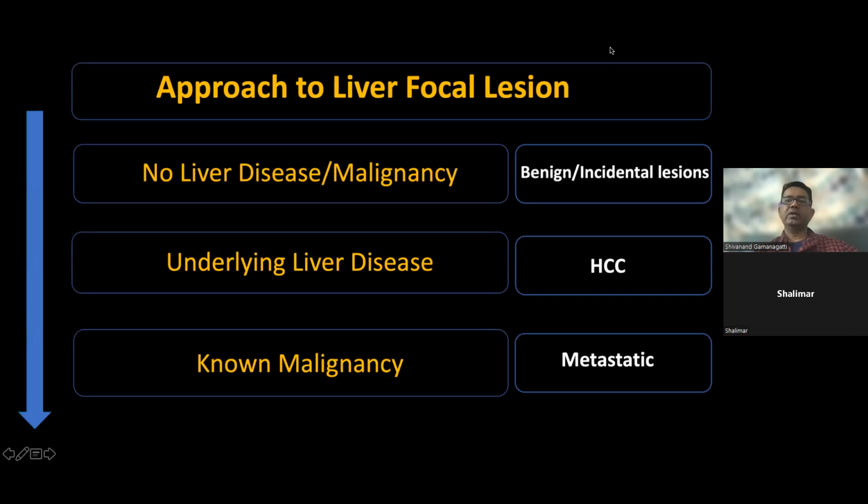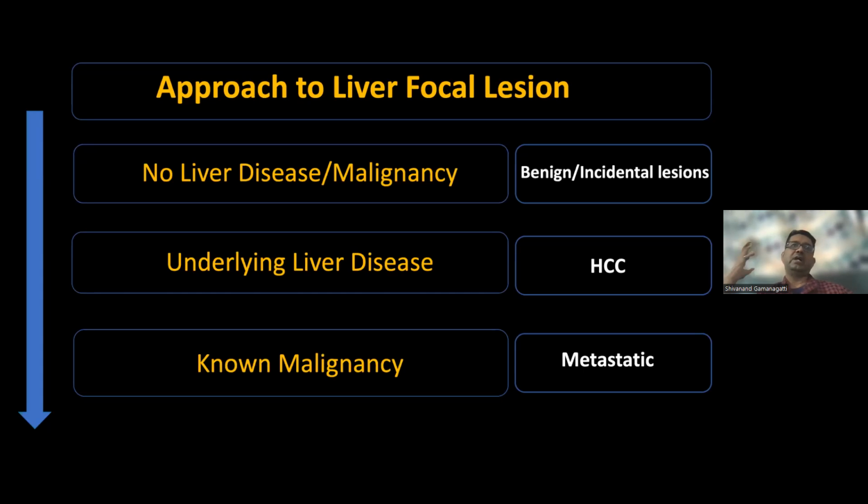So now coming to the focal lesions, how to approach. There are three things you have to ask yourself when sitting in an OPD and you have encountered a lesion. A patient is carrying imaging with a focal lesion. Whether the patient has underlying liver disease or a malignancy. If not, most of these lesions tend to be incidental. Not always, but it helps to narrow down your differentials.